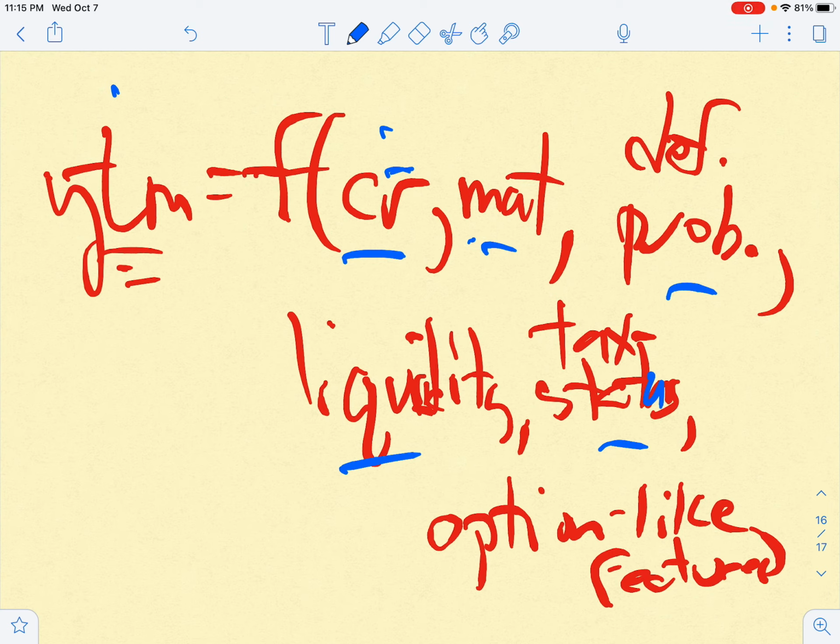And if we were to then just consider maturity, nothing else changes, coupon rate stays the same, default probability, bond price, everything stays the same, but we increase maturity, okay? Then what would happen is yield to maturity would increase, okay?